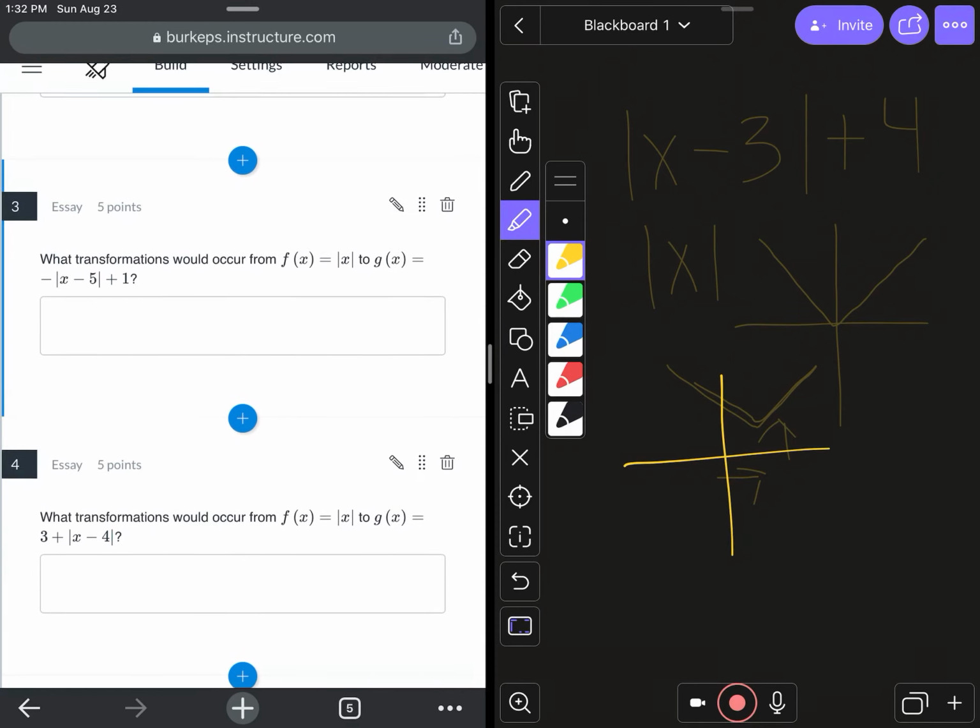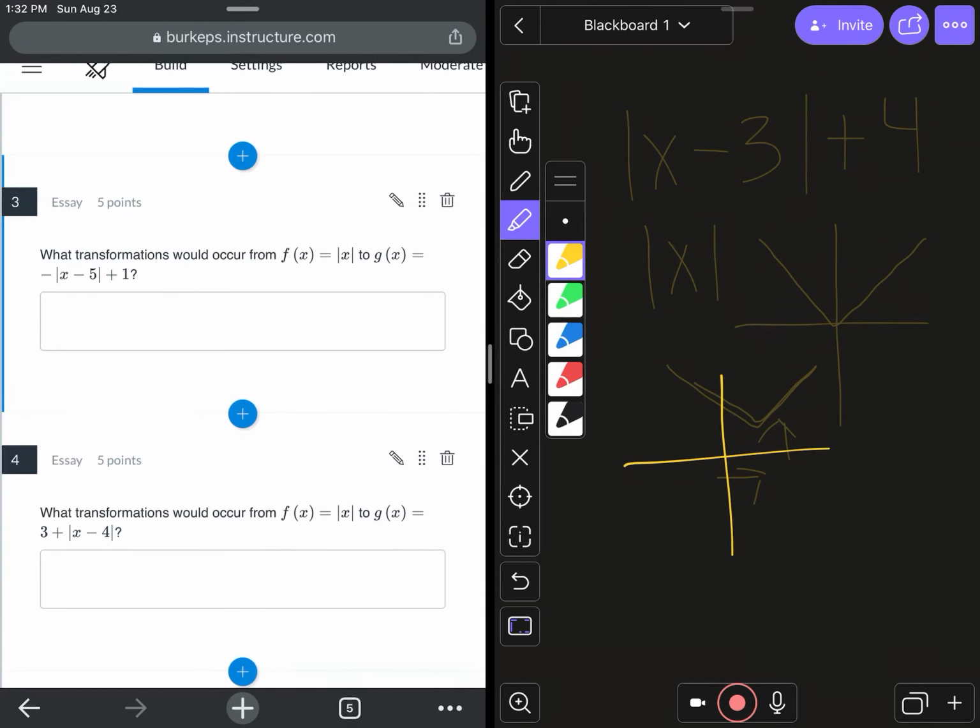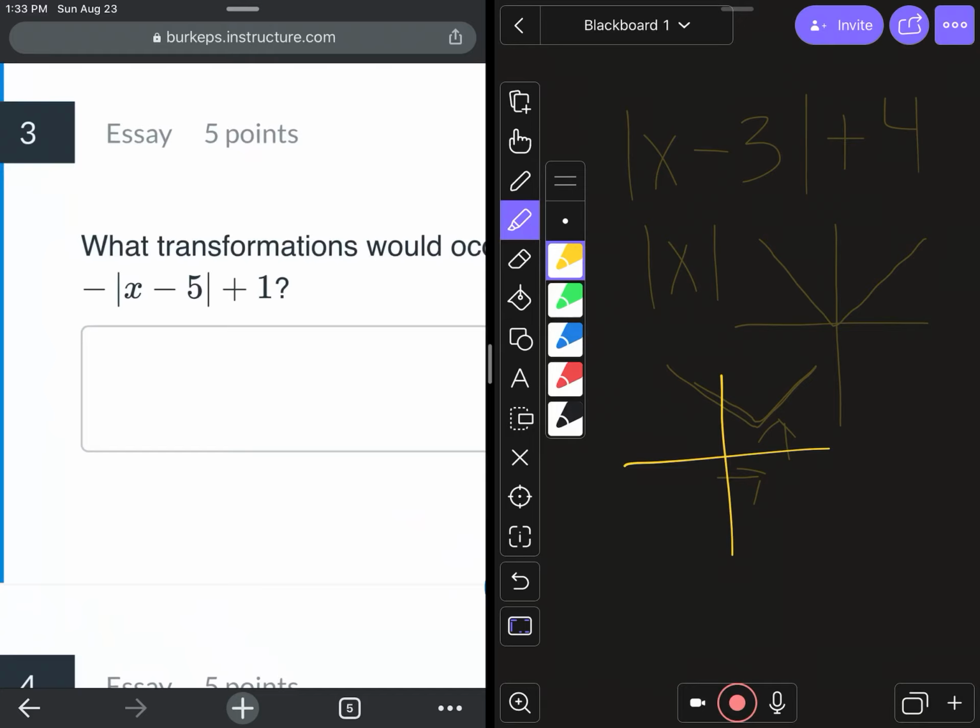Number 3. Same concept. We're looking at negative absolute value of x minus 5 plus 1. We know what the minus 5 and the plus 1 do. The minus 5 moves it right 5. The plus 1 moves it up 1. So again, that's right 5, up 1. But what does that minus do out front? You see that minus out front? That minus reflects it over the x-axis.